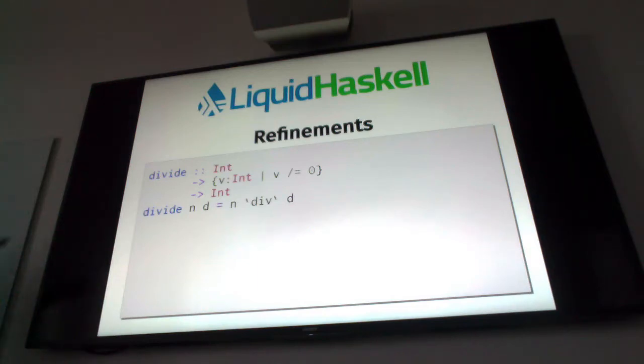So this says that divide is a function which takes an int and another int as an argument, and the second int has this refinement type that must not be equal to 0. So with this, you can write a division function that ensures that you never divide by 0.